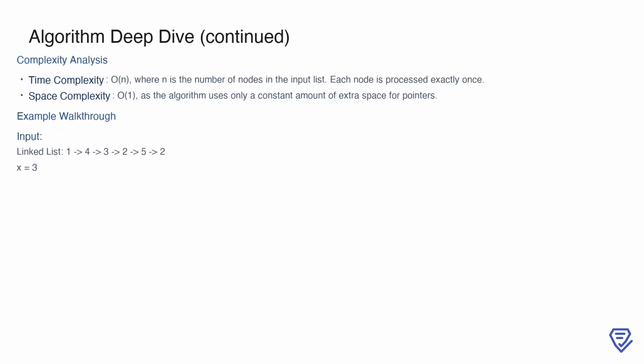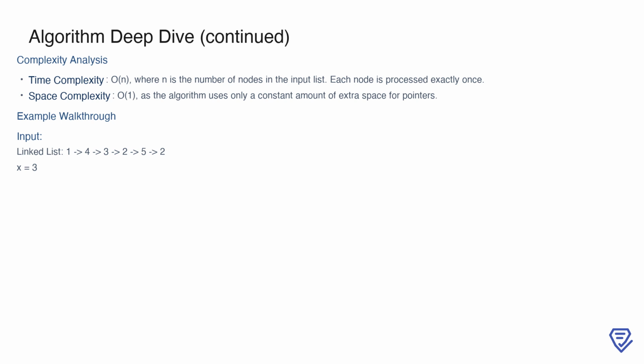Let's analyze the complexity of this algorithm. The time complexity is O(n), where n is the number of nodes in the input list. This is because we traverse the list exactly once, processing each node in constant time. The space complexity is O(1), as the algorithm uses only a constant amount of extra space for the dummy nodes and pointers. Now, let's consider an example to better understand how this works.